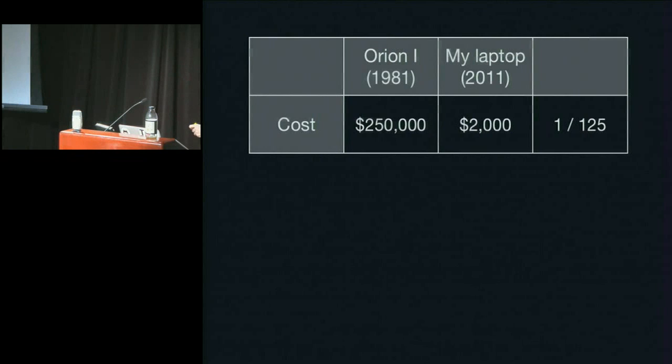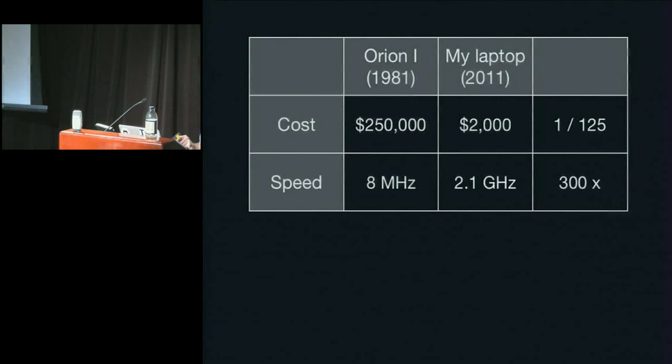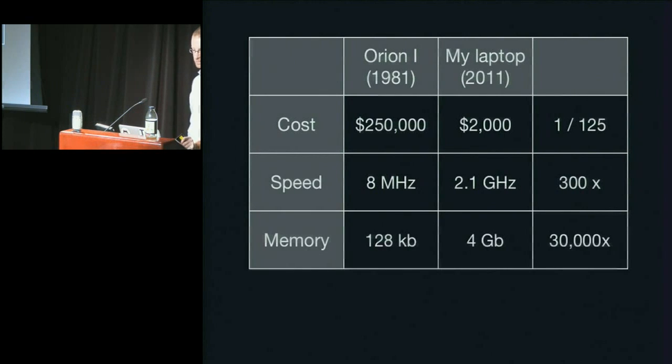So Orion 1 cost about $250,000. My laptop was about $2,000. So, you know, the cost of computers has come down 100-fold. He had an 8 megahertz computer. My laptop's 2 gigahertz, so it's about 300 times faster. He had 128 kilobytes of memory. I've got 4 gigabytes, so 30,000 times as much memory.